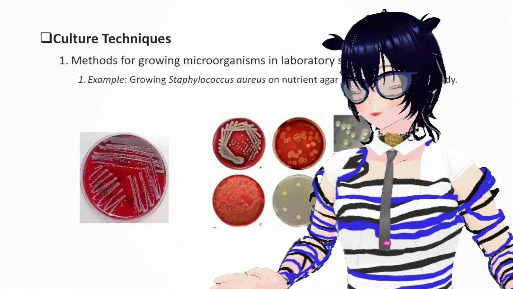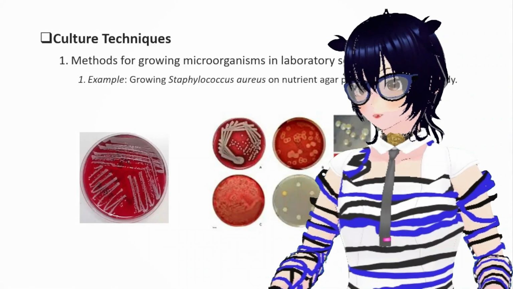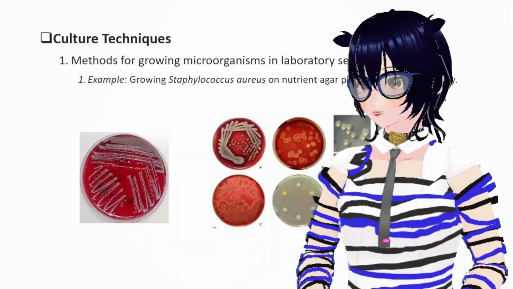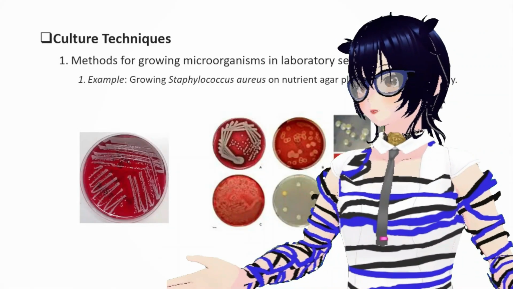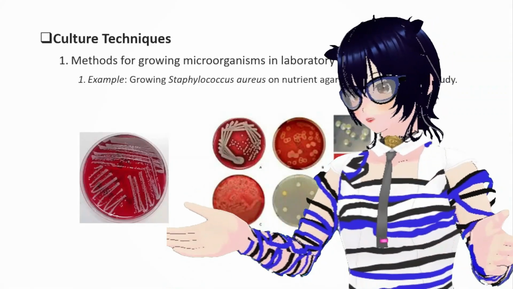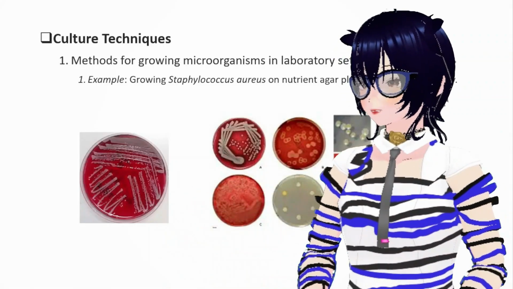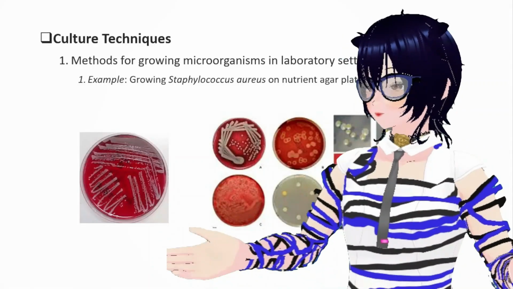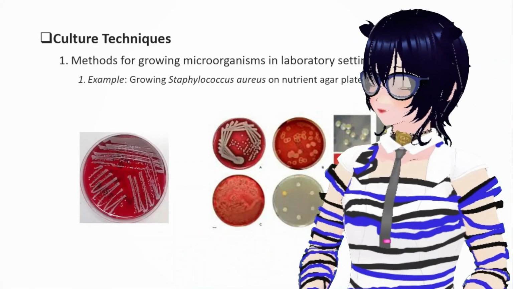So, for example, growing them in a liquid media. Media is actually the material that has nutrients and is used to grow the microorganism, and it actually has everything packed in it which the microorganisms would need.